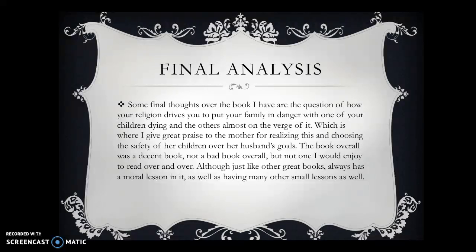The book overall was a decent book, not a bad book, but not one I would enjoy to read over and over. Although, just like other good books and great books, it always has a moral lesson in it, as well as having many other small lessons as well.